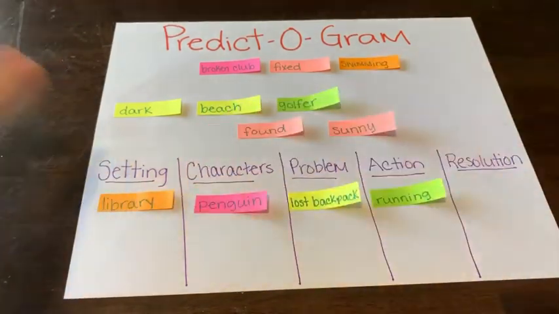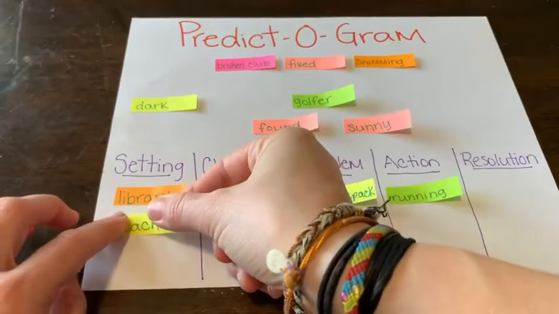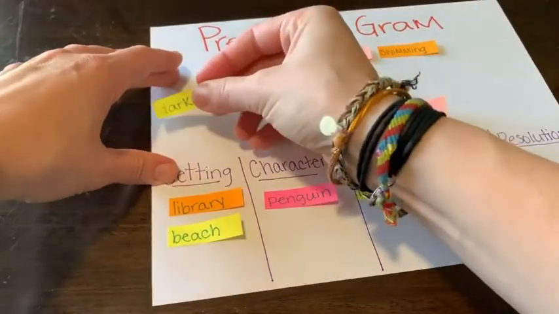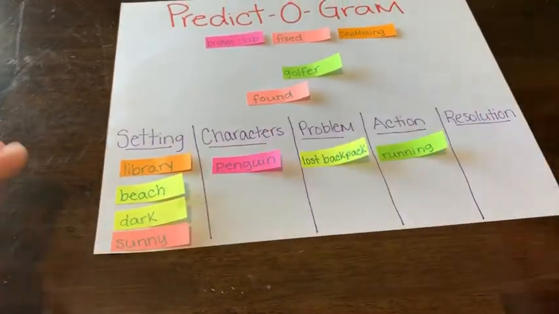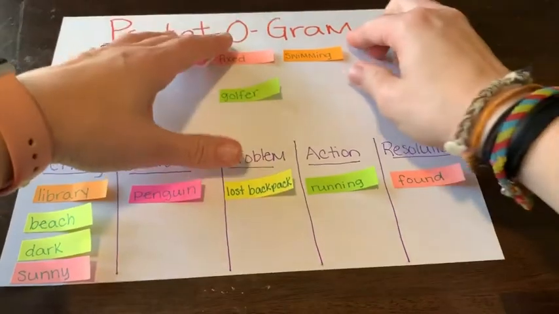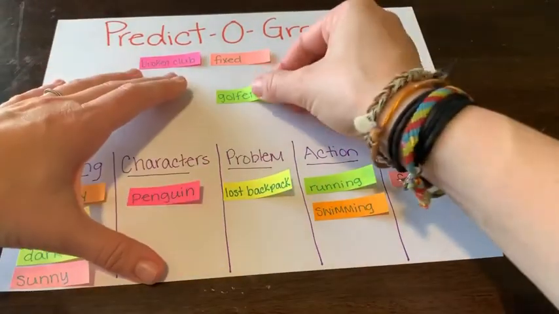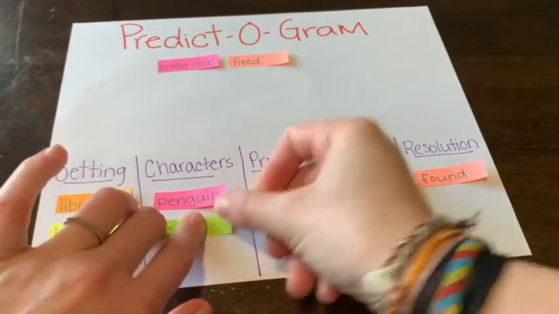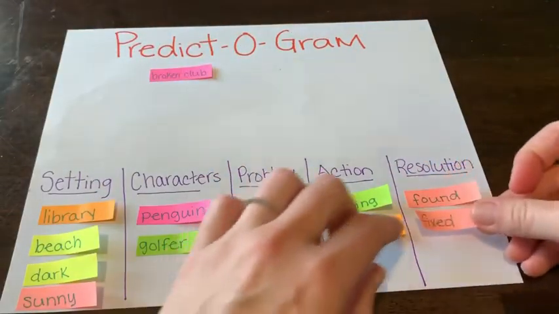So we can think, oh, the setting is probably going to be in the library, or maybe the setting is at the beach. Maybe the library is dark. Maybe the beach is sunny, whatever it might be, and helping the child to be able to predict all the parts of the story before they actually happen. So this is prepping the child so that they know what could come next, what potentially could come next, all sorts of things like that.